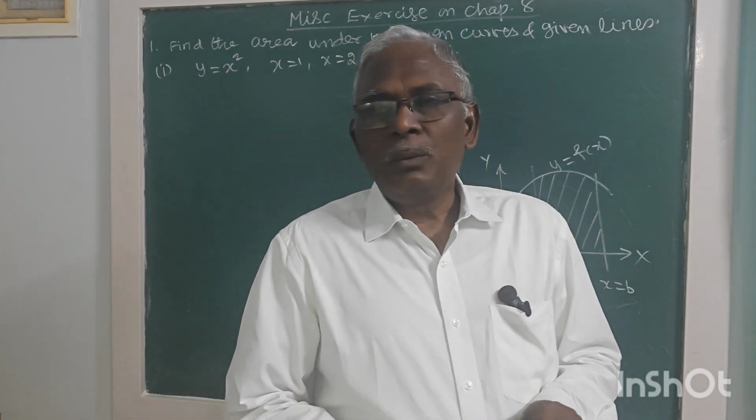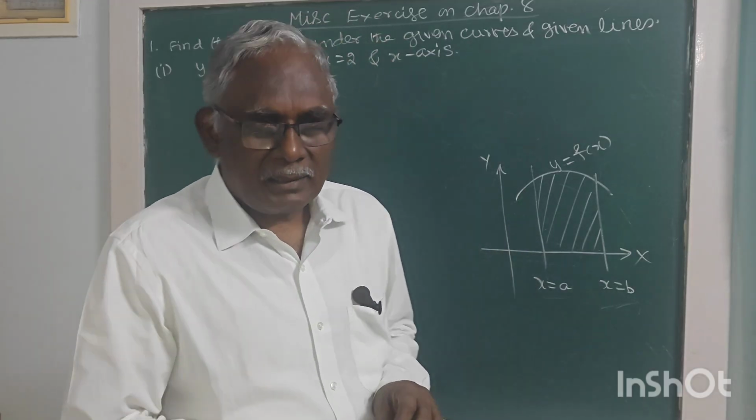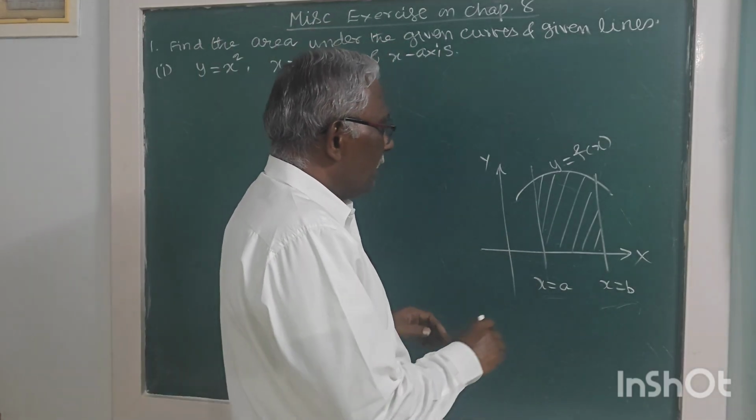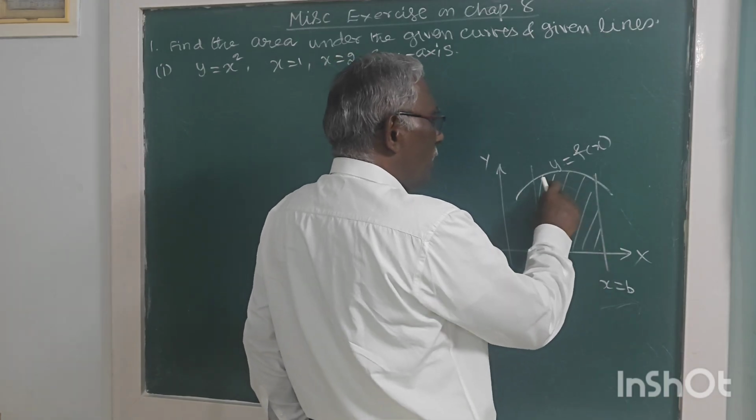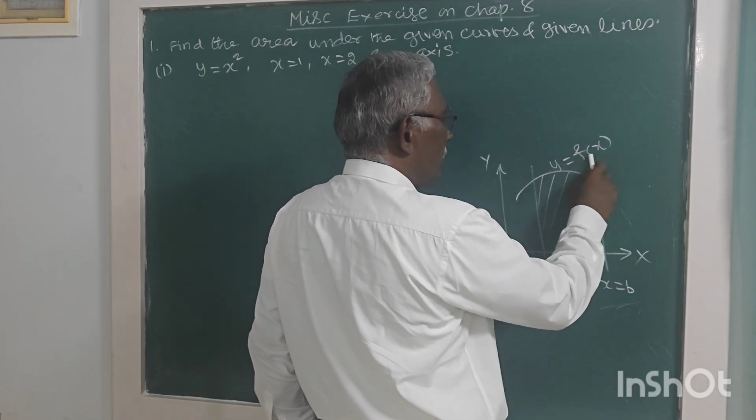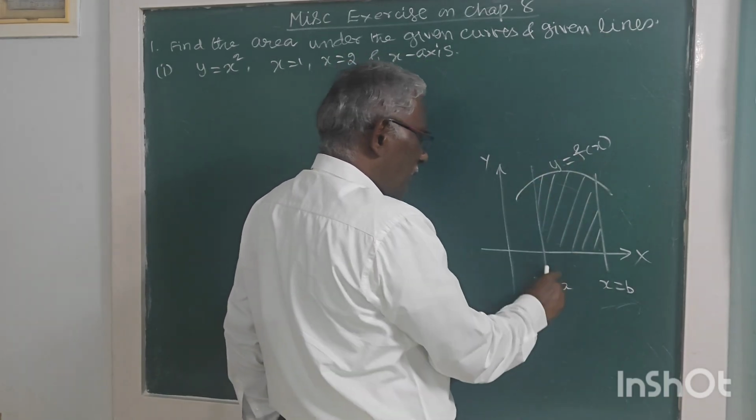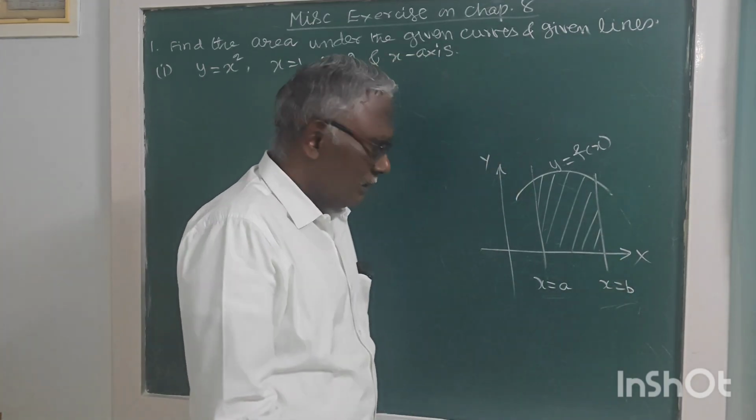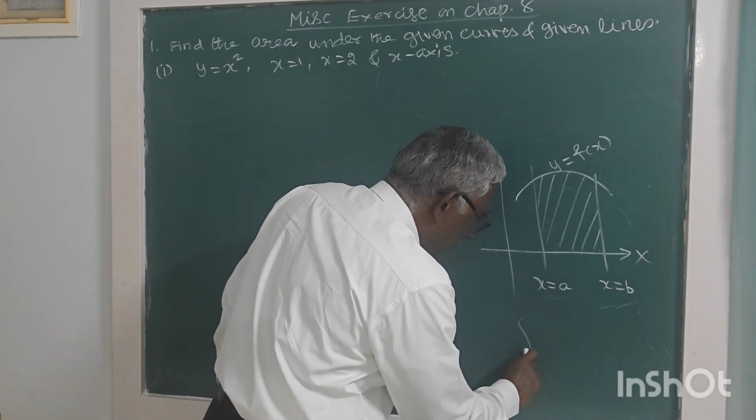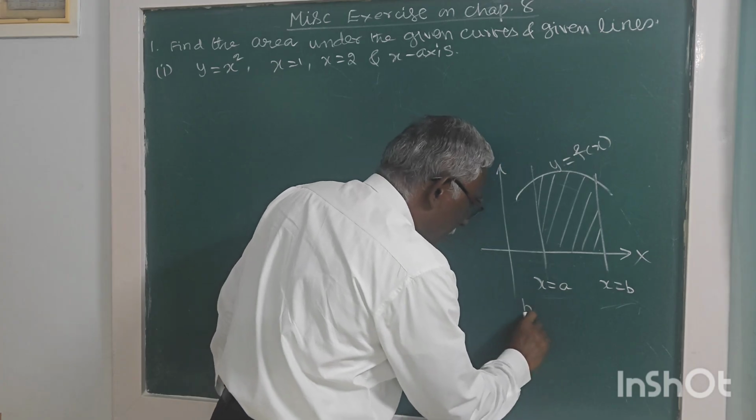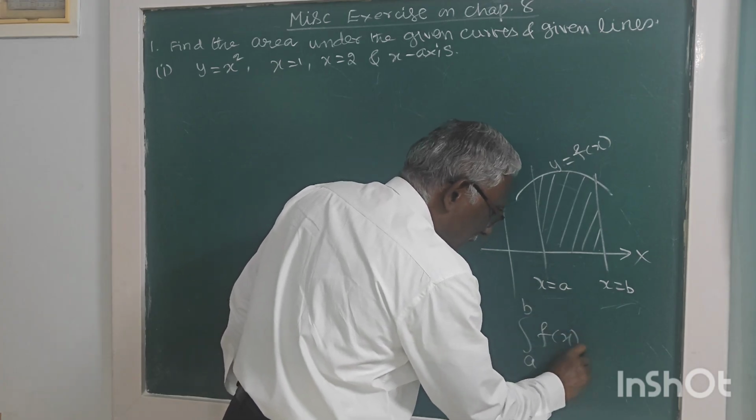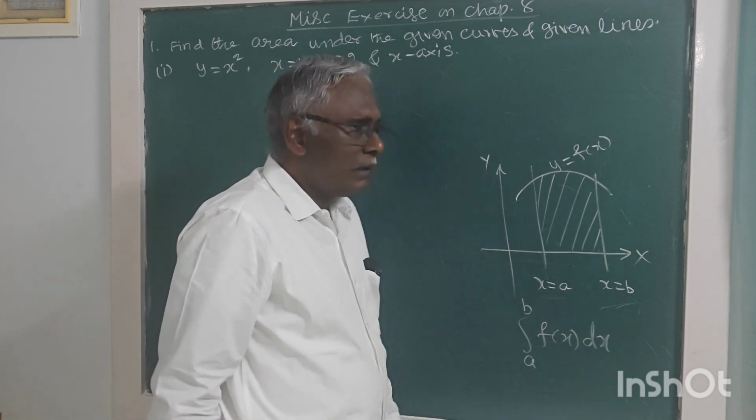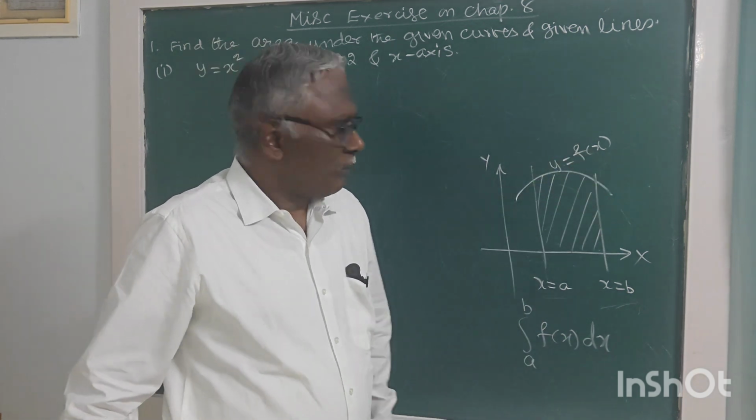Today we'll do problems in miscellaneous exercise on application of integration. To find the area of the region bounded by the curve y is f of x and the lines x is equal to a and x is equal to b and the x-axis, we will use the definite integral from a to b of f of x dx, that is, integral a to b y dx, where y is nothing but f of x.